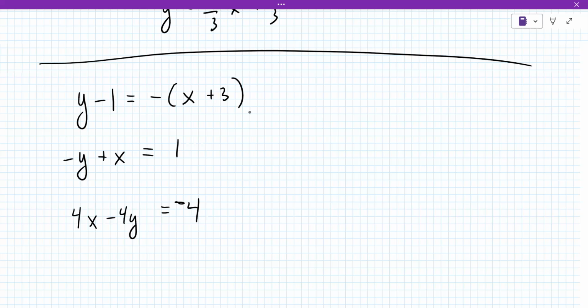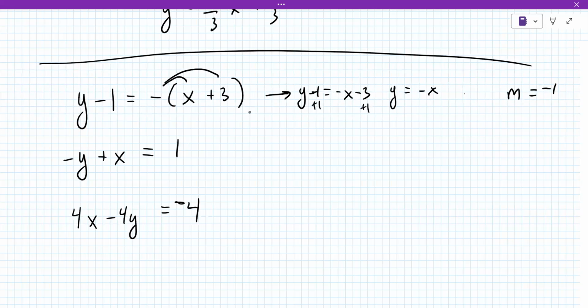So for this first one, is the slope 1? Slope is -1. That negative goes to both of these. So it ends up being y minus 1 equals -x minus 3. And then by adding this 1, it ends up being -x minus 2.